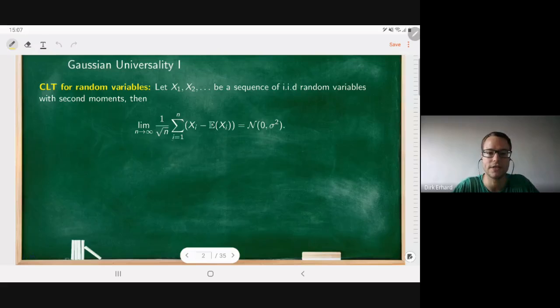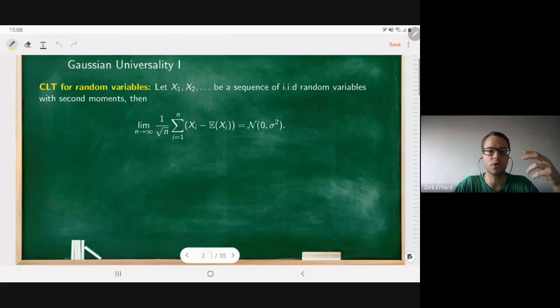that we all know is the central limit theorem for random variables, which is stated here, which essentially says that if you have a sequence of IID random variables with second moments, then this renormalized sum converges to the normal distribution with mean zero and a certain variance. And well, that's the central limit theorem because the limit does not really depend on the details of the xi's, just on some kind of minor assumptions. So that's maybe the first big result one sees in probability theory.